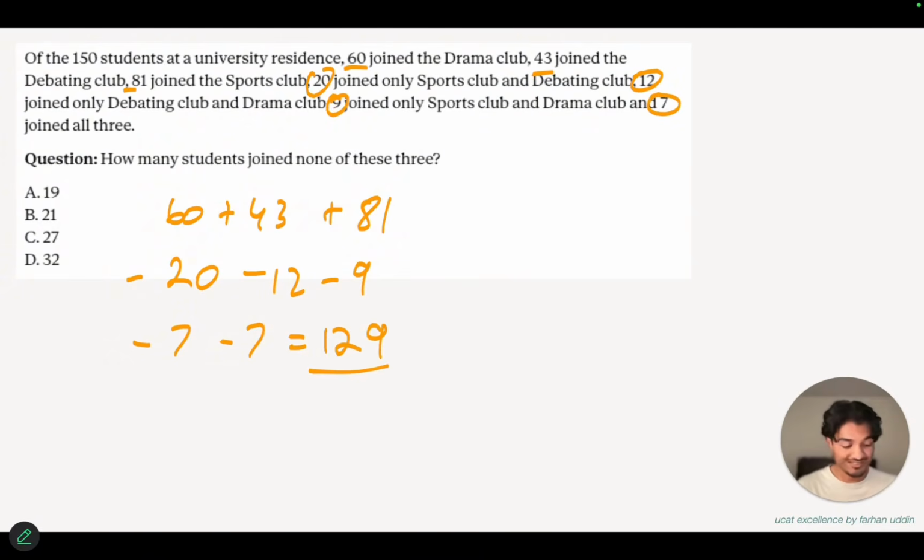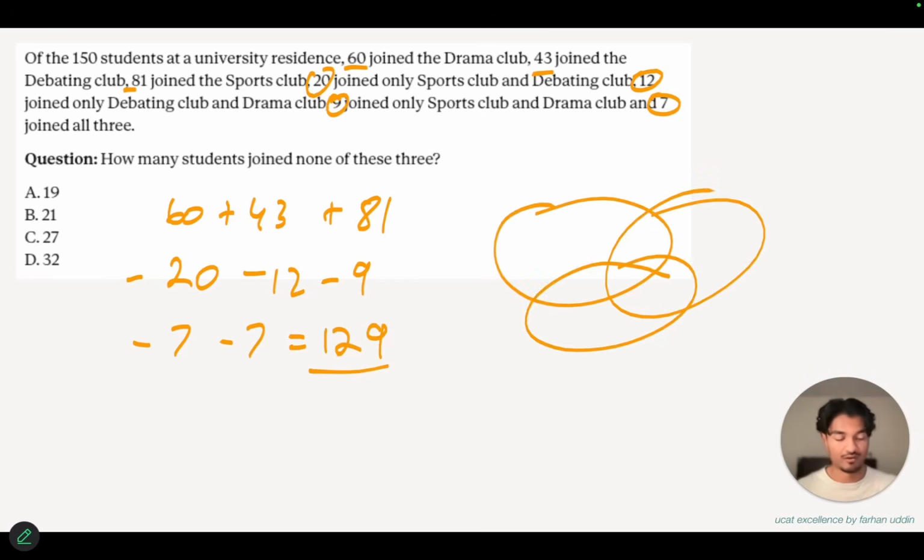This is representing everything in the Venn diagram. This is what the total amounts to, 129. So let's answer the question. How many students joined none of these three? Well, it would be 150 minus 129, giving us our answer of 21, otherwise B.